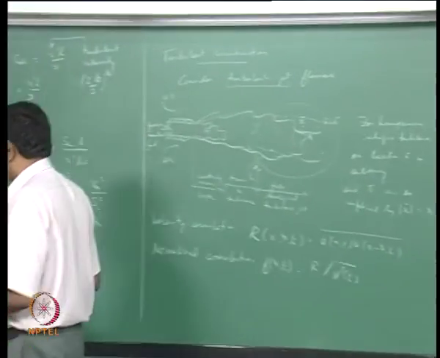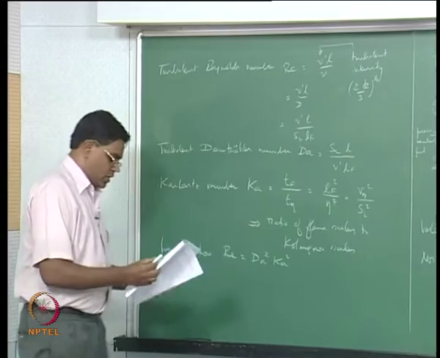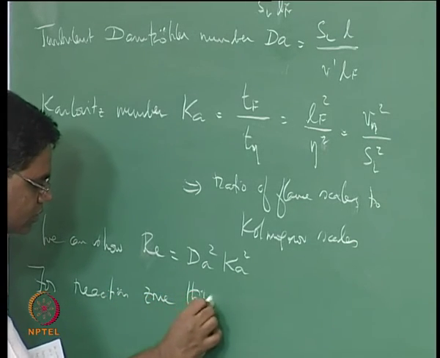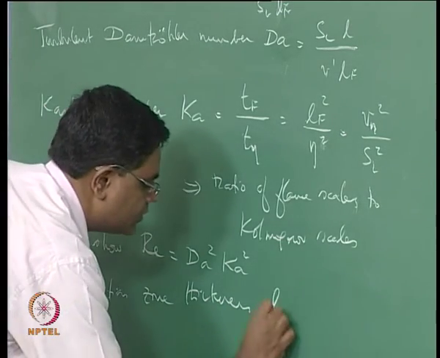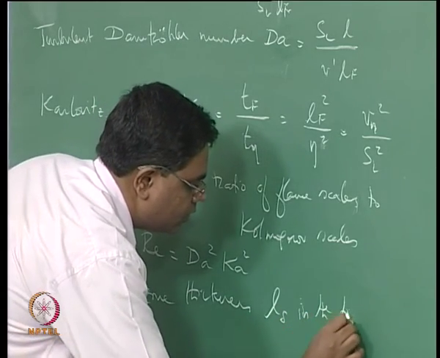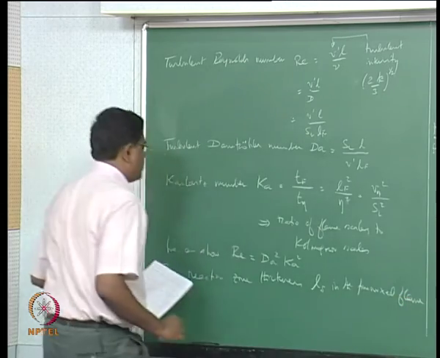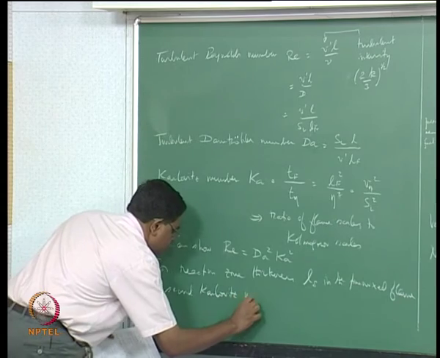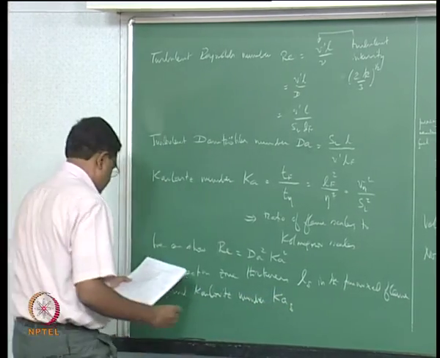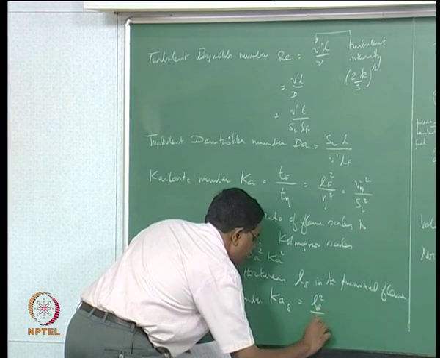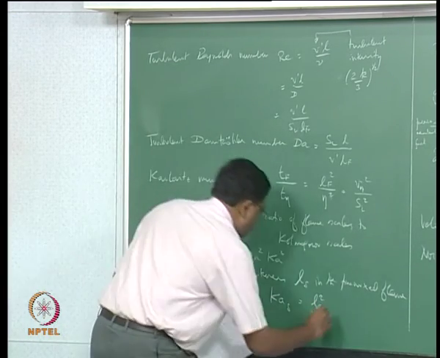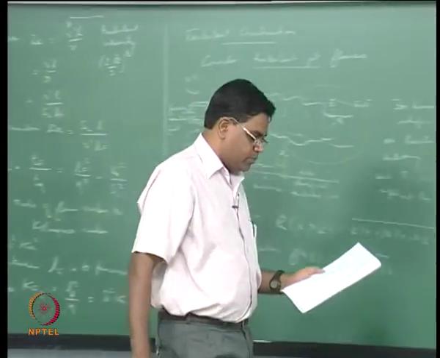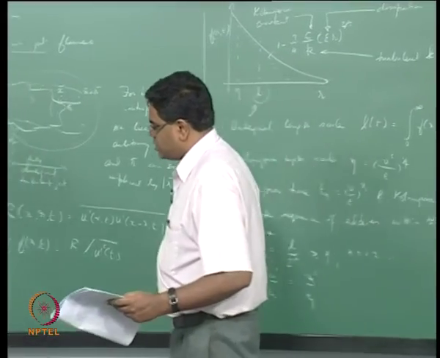So therefore, we also want to keep track of the reaction zone thickness alone rather than just the flame thickness on the whole. For the reaction zone thickness L delta in the premixed flame, a second Karlovitz number Ka subscript delta can be defined as L delta squared divided by eta squared. We are still comparing this with the Kolmogorov length scale, and of course we can show that this is equal to delta squared Ka, where delta is essentially the Zeldovich scaling relating the flame thickness and the reaction zone thickness L delta.